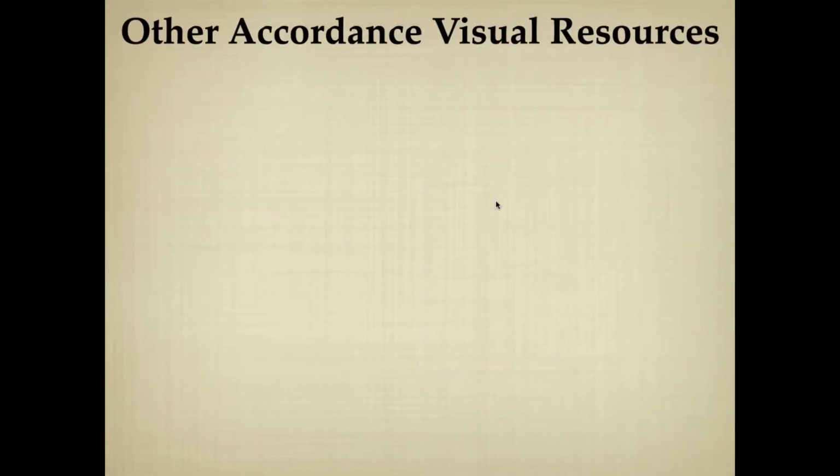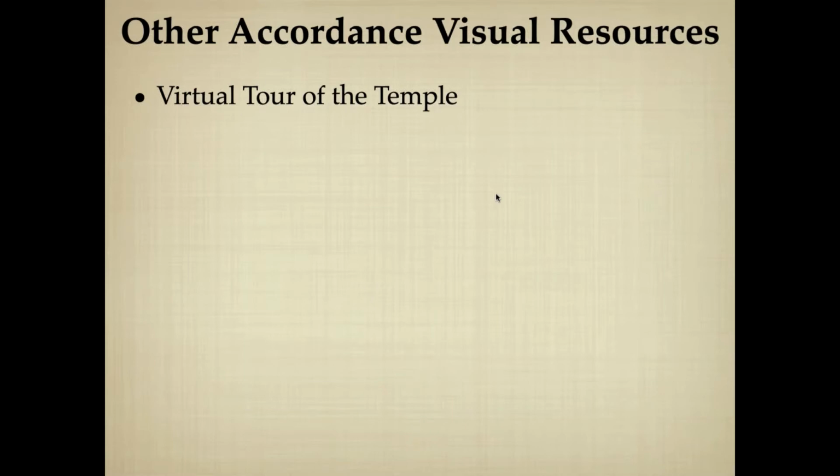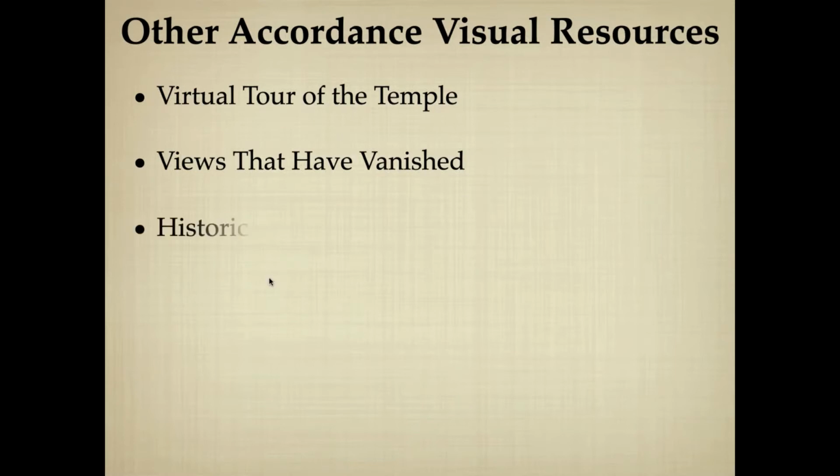Now, I'm just going to list here other visual resources. Probably you've already been overwhelmed by the numbers, but we also have another resource similar to the other one. It's a virtual tour of just the temple, not of Jerusalem. We have another one that's interesting, Views That Have Vanished, that we got from Todd Boland. We've licensed some of Todd Boland's resources here that are hard to get. This is views from right after the Six-Day War of places that have changed quite a bit, especially around Jerusalem.